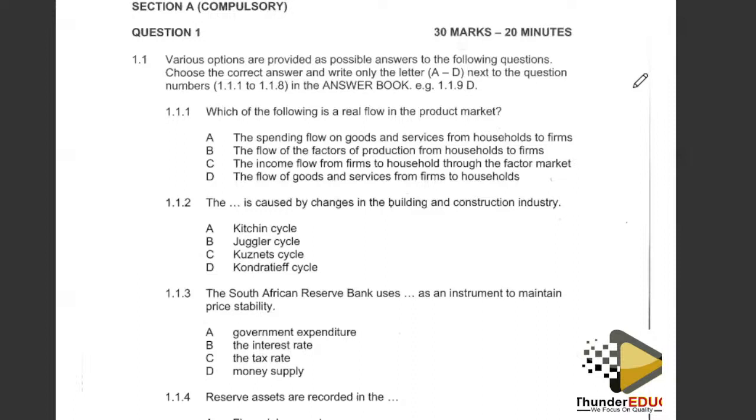When we talk of the real flow, we have two types of flows: the money flow as well as the real flow. Under real flow, we check the flow of goods and services, as well as the flow of factors of production. While under money flow, we check the flow of expenditures or expenses as well as the flow of income.